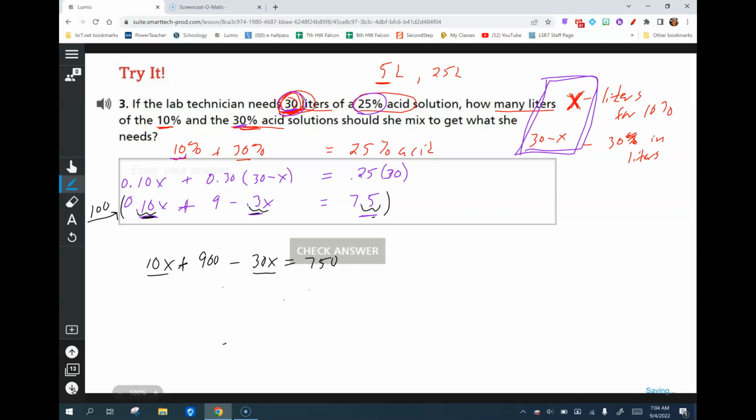Combining like terms, I get a negative 20x plus 900 is equal to 750. And you're going, oh no, I have a negative variable, but watch what happens. It works itself out. You just sometimes have to be patient and trust the system.